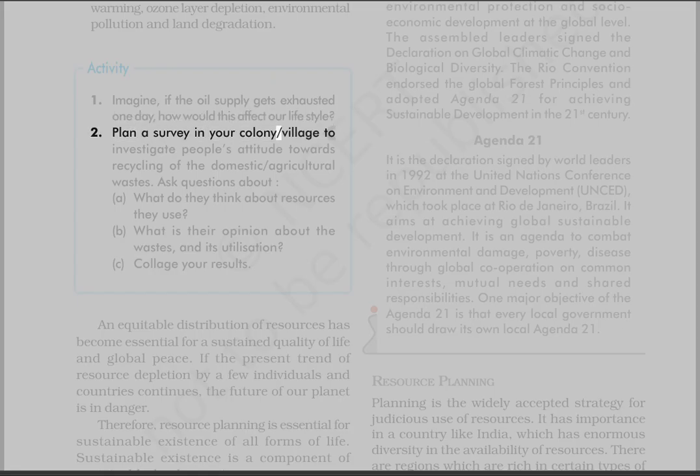2. Plan a survey in your colony/village to investigate people's attitude towards recycling of the domestic/agricultural wastes. Ask questions about A. What do they think about resources they use? B. What is their opinion about the wastes and its utilization? C. Collage your results.